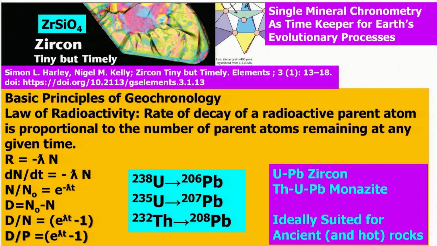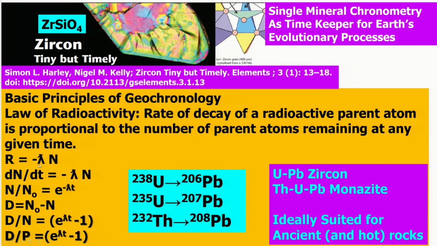So, what are the basic principles of geochronology that we apply with zircon? Essentially we use the law of radioactivity, where the rate of decay of a radioactive parent atom is proportional to the number of parent atoms remaining at a given time. The proportionality constant is the decay constant, multiplied by the number of parents present, and there is a negative sign because with decay the concentration of the parent decreases.